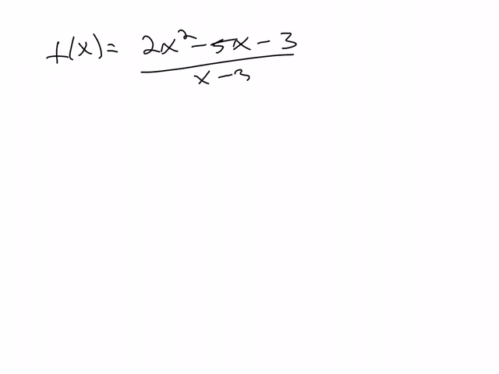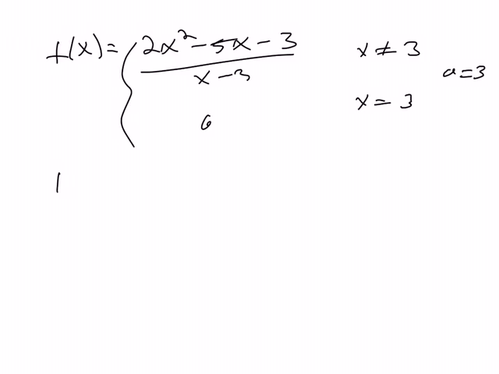Next problem, problem 20. So we have f of x equals 2x squared minus 5x minus 3 over x minus 3, and this is if x does not equal 3, and it's going to be 6 if x equals 3. So we want to prove that it's discontinuous at 3. We know they tell us it's discontinuous. We want to prove it's discontinuous.